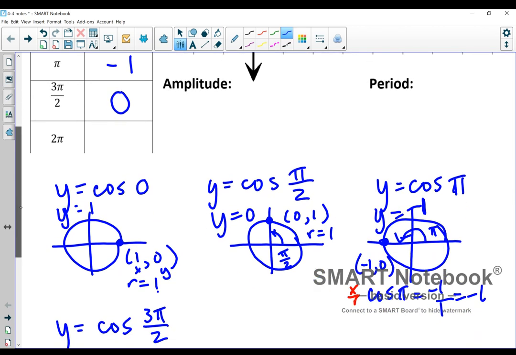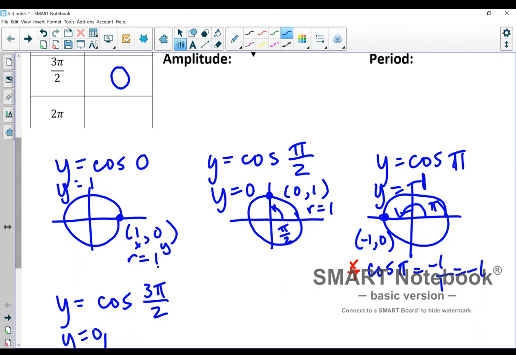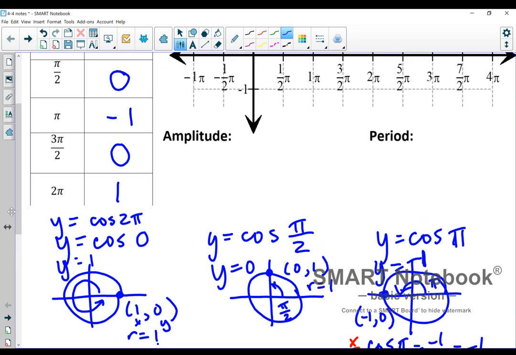And the last one is 2 pi. But 2 pi is just the same as 0, isn't it? So this is also the same thing as this picture right here. Because when I go all the way around and stop there, I'm at the same place that I was for 0. So this is going to be back to 1.